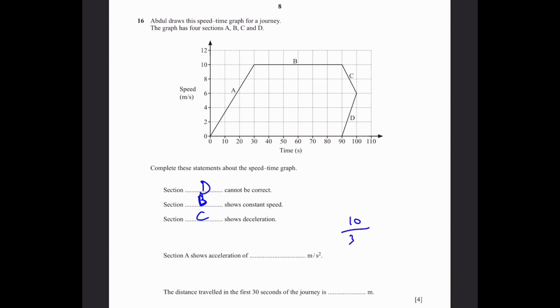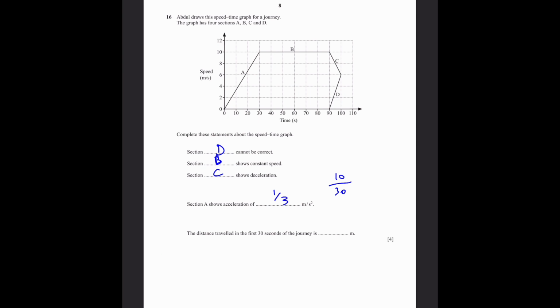So 10 by 30, which is equal to 1 by 3 meters per second squared. The distance traveled in the first 30 seconds of the journey is dash meters. So first 30 seconds here. The distance traveled is equal to the area under this section, because 30 seconds, which is the area of the triangle. That'll be speed into time. Distance is equal to speed into time, which is 10 into 30. Distance is 300 meters. That's the answer.